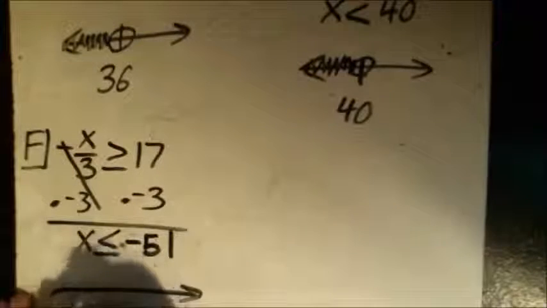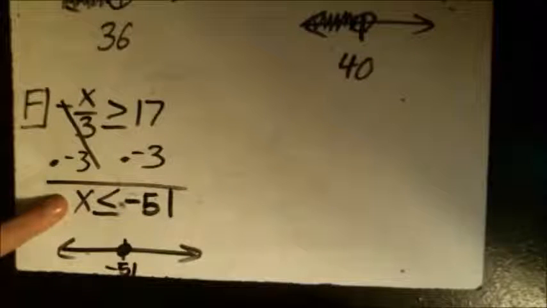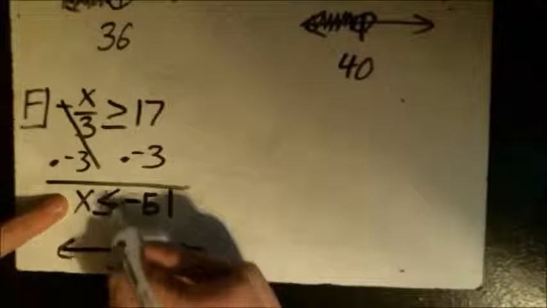All right, so when I graph this, I'm going to have a closed circle at negative 51 because it's a less than or equal to sign. And seeing that my variable's on the left, I can use my shading trick. My arrow is pointing towards the left, so I'm going to shade towards the left.